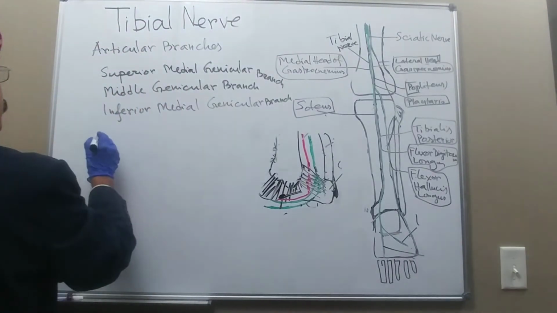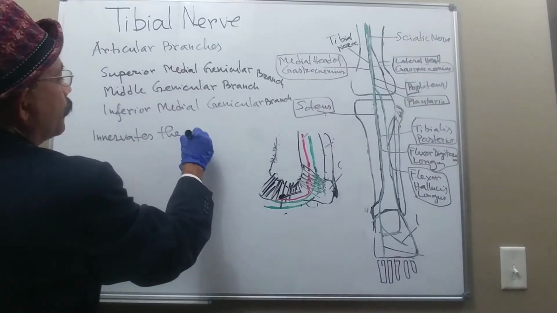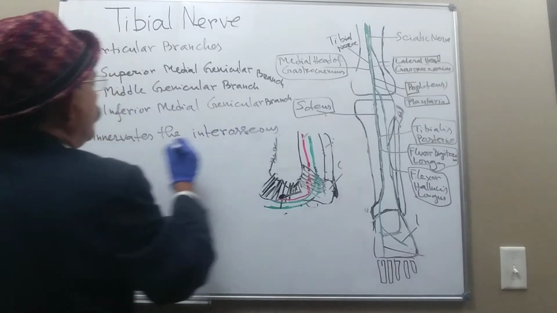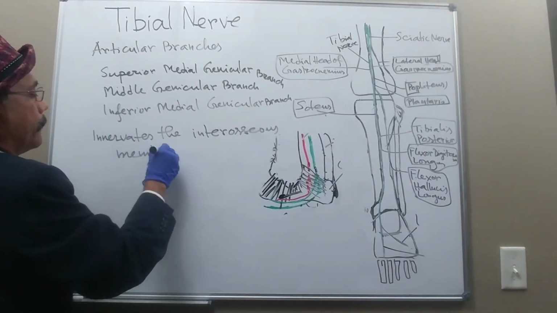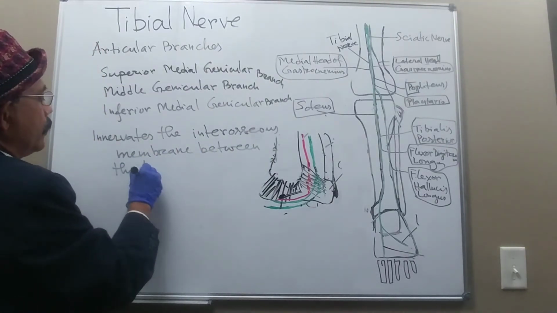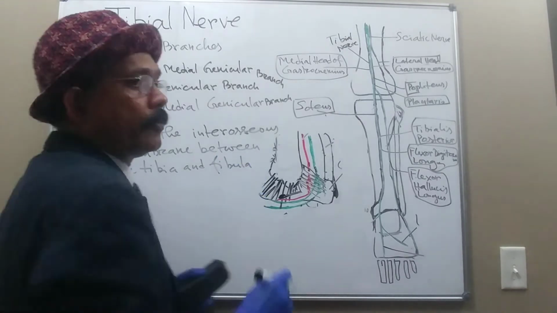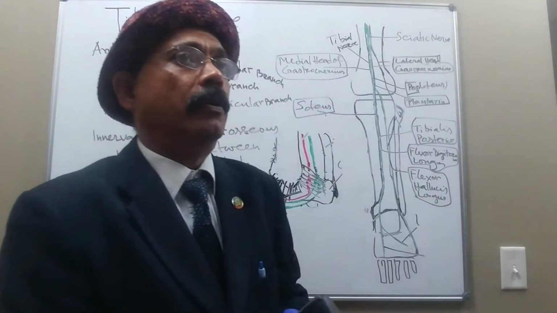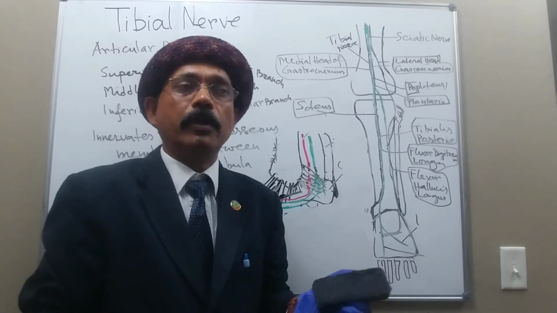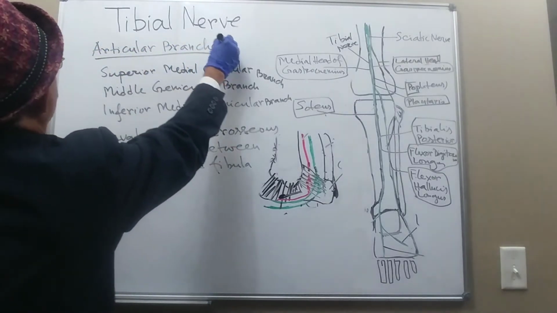The tibial nerve also innervates the interosseous membrane between the tibia and fibula. So it is the interosseous membrane. Okay, we got the branches of the tibial nerve. We'll add one more. So we got muscular branch, we got articular branch.